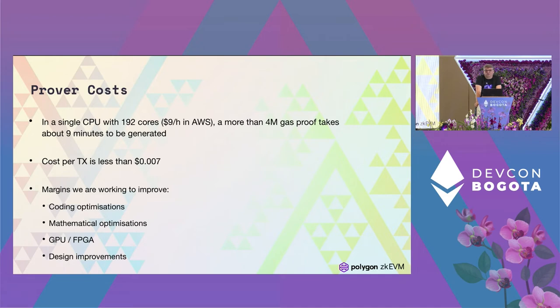We don't know yet. What's clear is that it's not going to be in the prover. It's going to be maybe in the data availability, maybe in the sequencer, in the other pieces. Why? Because the prover can be parallelized. And here is the important part.